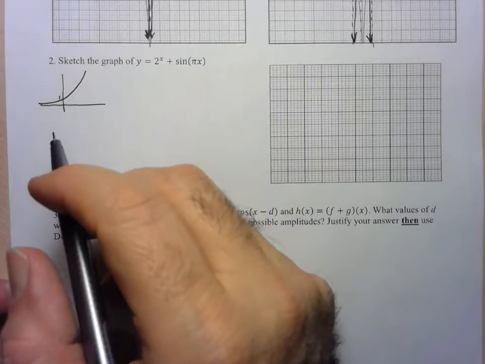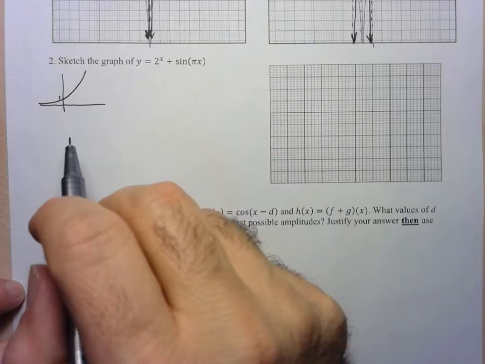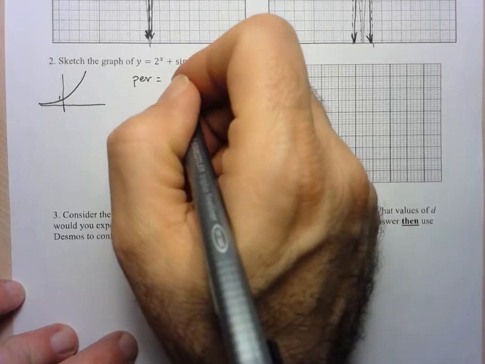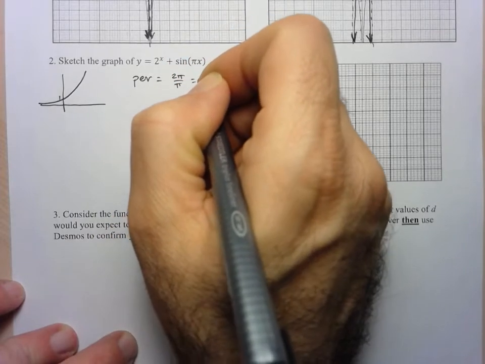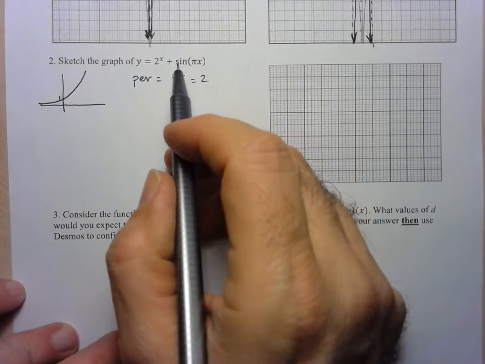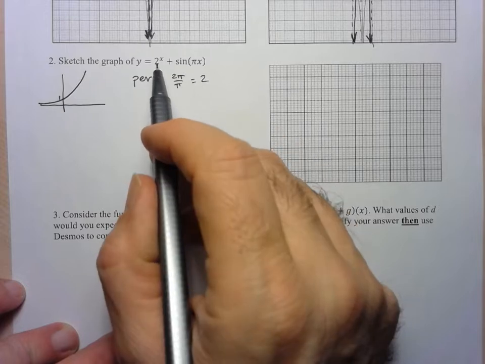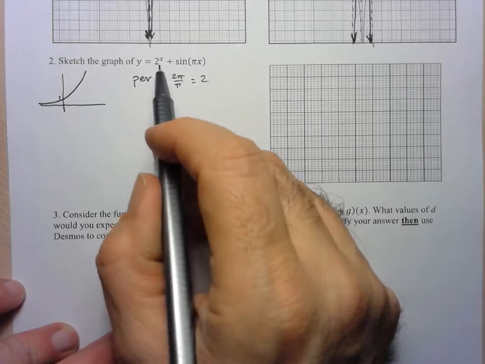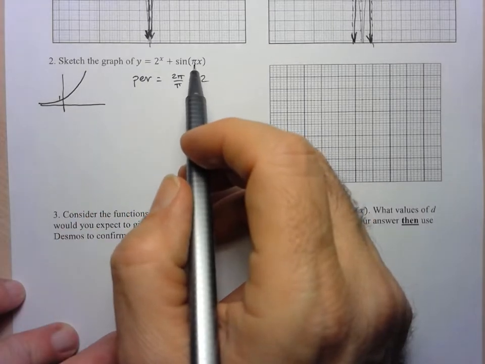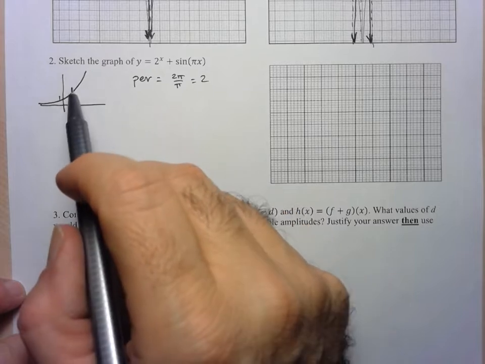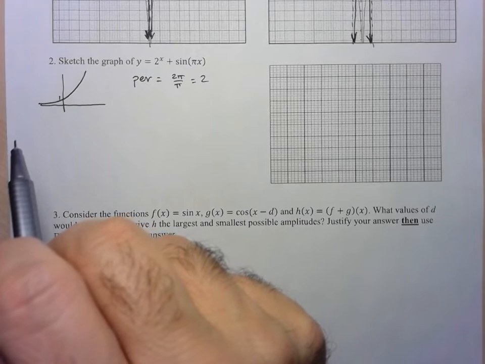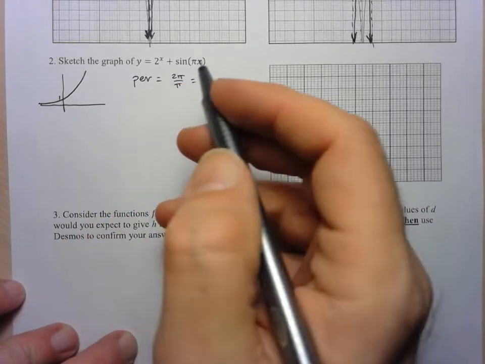So let's get some details here, because this is not sine x, but sine of pi x. And so the period here is going to be equal to 2 pi over pi, which is equal to 2. And the numbers that I think I'm going to be interested in are where sine of pi x is equal to 0, because then it's just going to be the same value as 2 to the x is. And the other things I might want to look at is where sine of pi x is equal to 1 or negative 1, because that's when I'm adding the most or the least to my function 2 to the x.